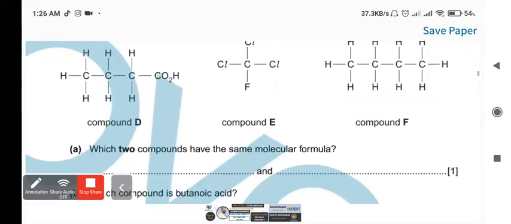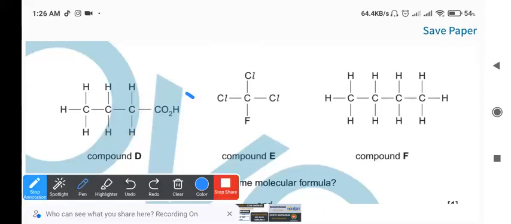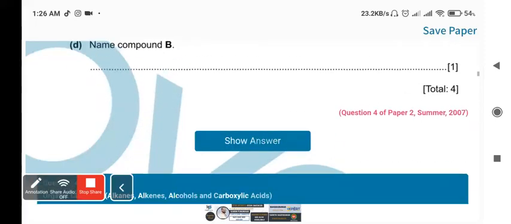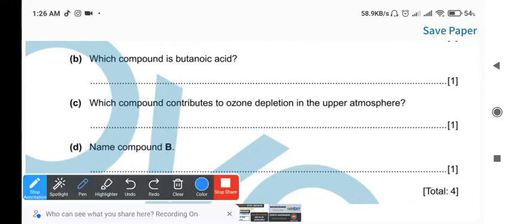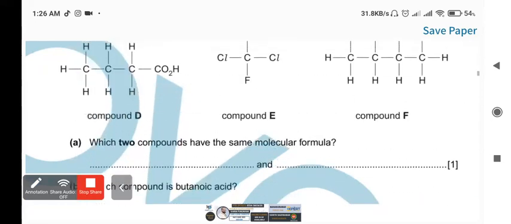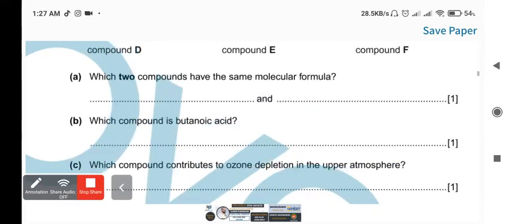Which compound is butyric acid? It's a carboxylic acid with four carbon atoms, so obviously it's this one because there are four carbon atoms. Which compound contributes to ozone layer depletion? Ozone layer depletion is carried out by compounds which have chlorine inside them. So which compound? It's this compound, because it has chlorine inside it.